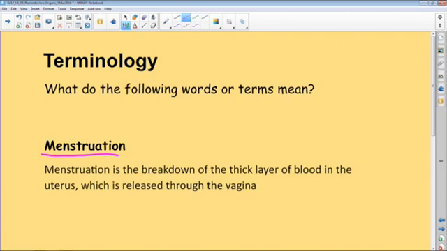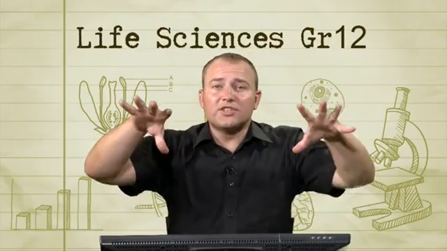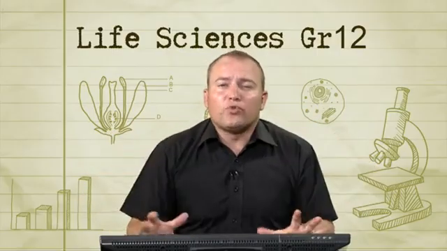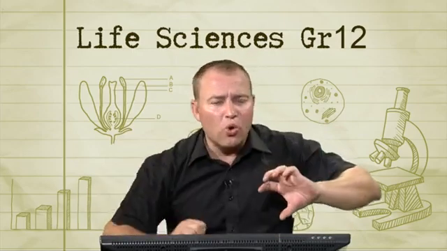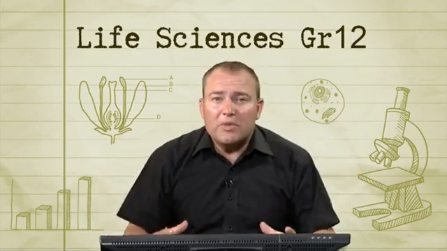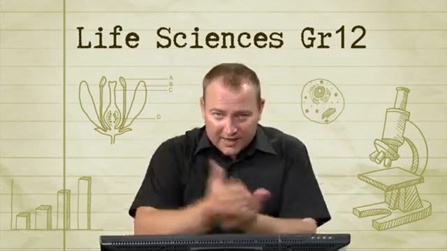Menstruation is the breakdown of the thick layer of blood in the uterus when released through the vagina. Guys, remember, this is human reproduction, or human organs. You are allowed to say these words: penis, vagina, sexual intercourse, all of this, it's fine. It's when you start giggling and laughing that it becomes a problem. This is fact. You're doing biology, get used to it.